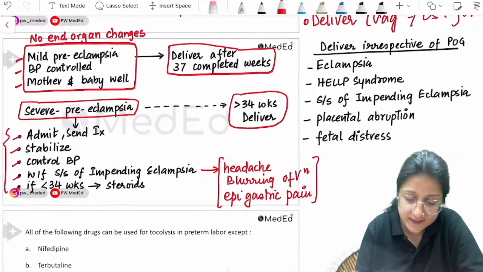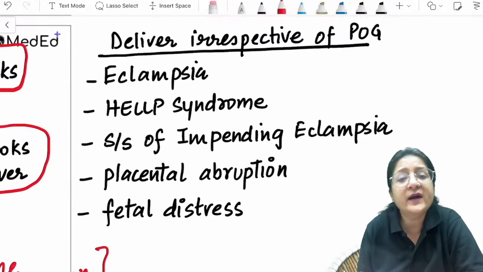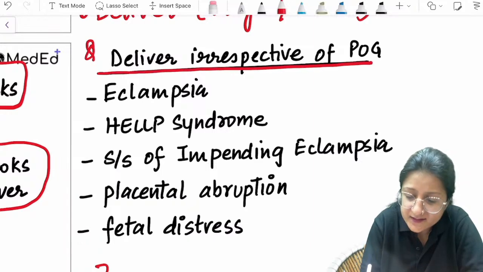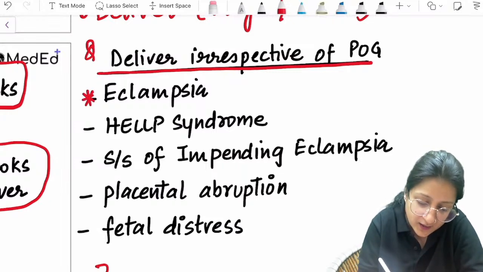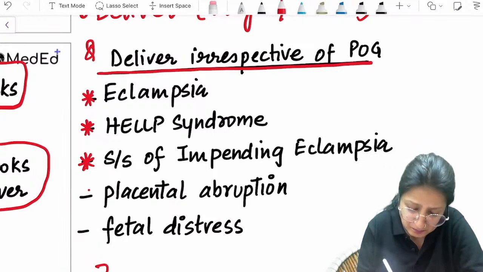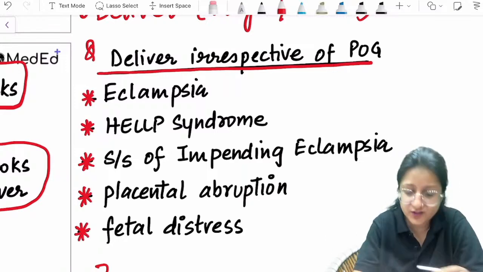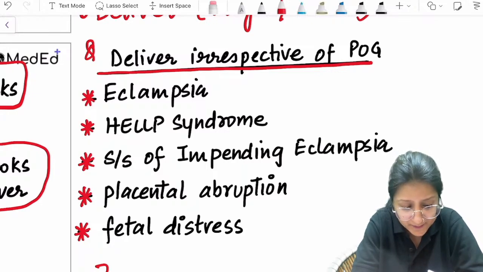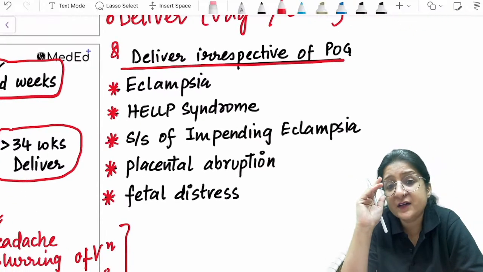You will have to watch for these signs and symptoms, because the moment there are these signs and symptoms, we deliver. Look at this list. Remember this list. These are the situations where you are going to deliver whatever is the period of gestation: eclampsia, HELP syndrome, signs and symptoms of impending eclampsia, placental abruption. We just discussed placental abruption. If there is fetal distress, we have to deliver irrespective of period of gestation, right? Got it?